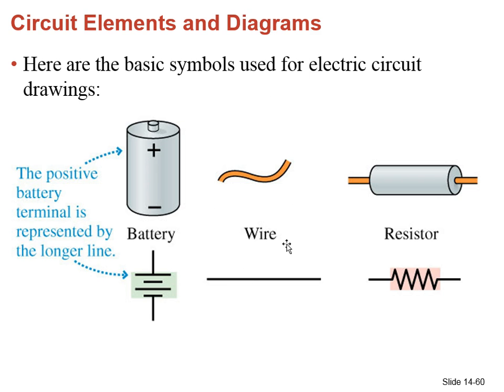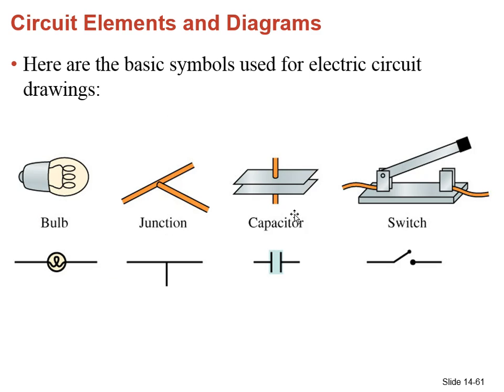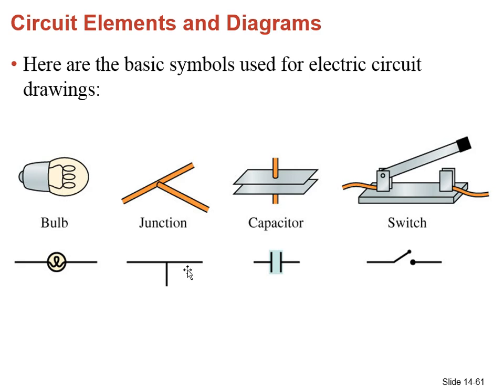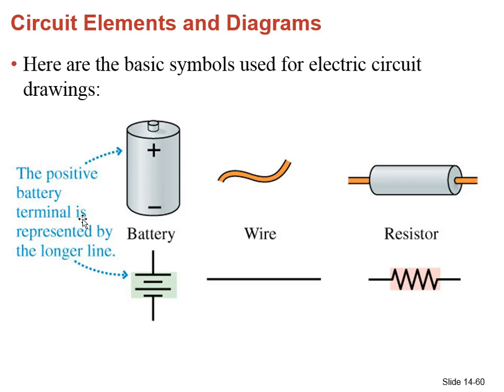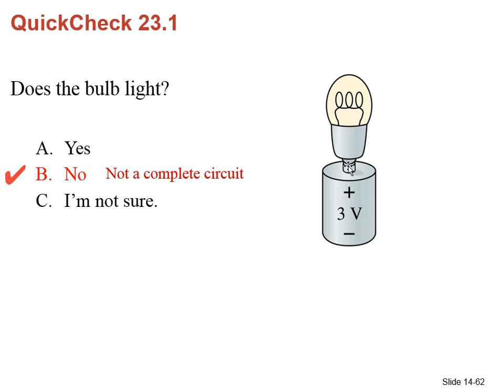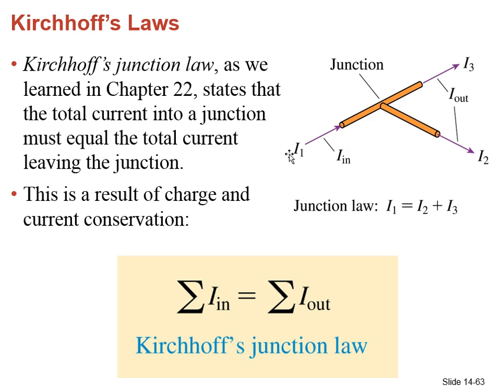Then we talked about circuit diagrams and all the different components that you could have. We're really just concerned with junctions, switches, bulbs, batteries, wires, resistors, not capacitors in this course. You've got to have a closed circuit, the current going into a junction, current going out.